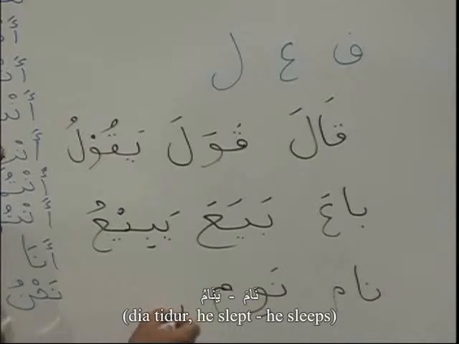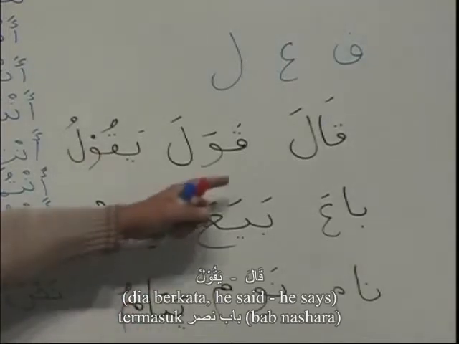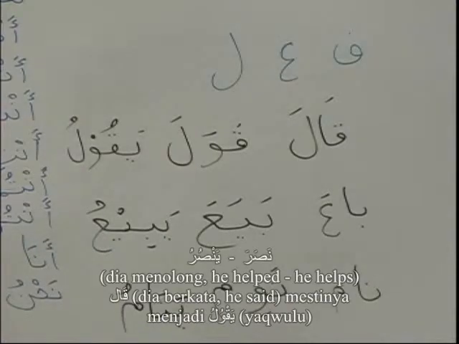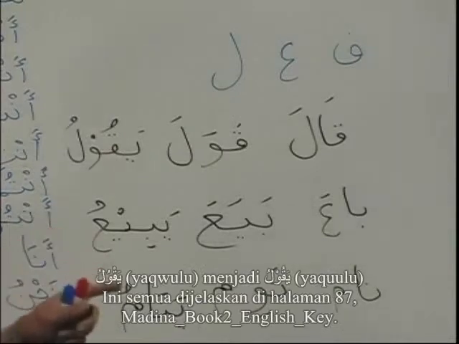And nama becomes yanamu. Are you with me, brothers and sisters? Okay? Now the thing is, originally, yakulu, kavala yakulu is bab nasara. Nasara yansuru. So it should have been yakvulu. It should have been. But it is not. Because that's the way the changes come in the verb. Because these are weak verbs. So yakvulu became yakulu. It's all there in the key.